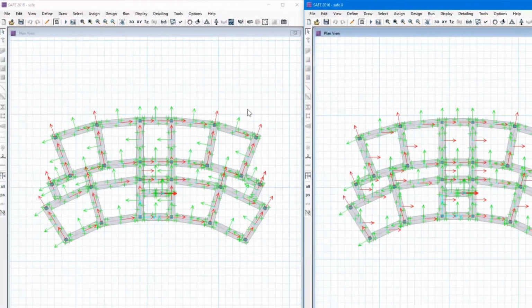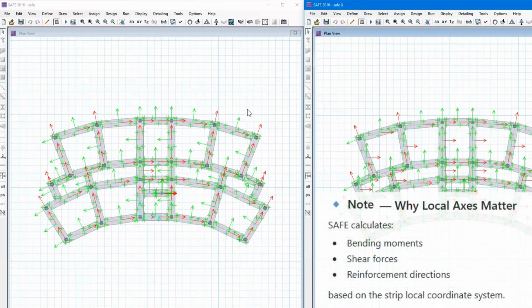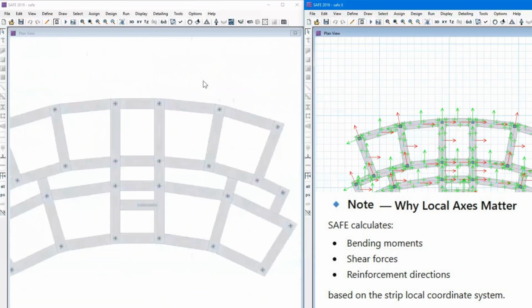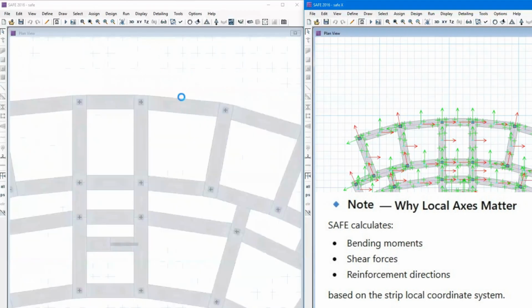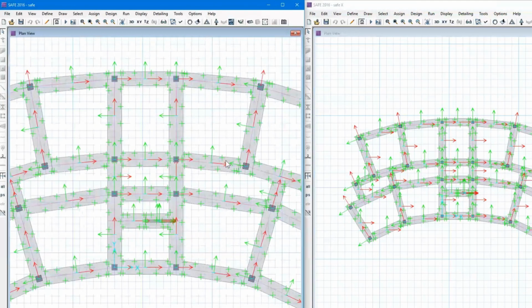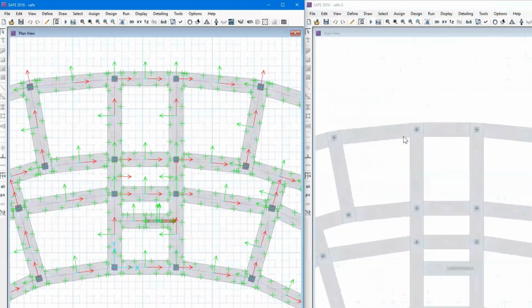One important modeling rule in SAFE strip foundations is this. If a design strip is placed at an angle relative to the global X and Y axes, you must also rotate the local axes of that strip. One local axis should follow the longitudinal direction of the strip, and the other should remain perpendicular to it.